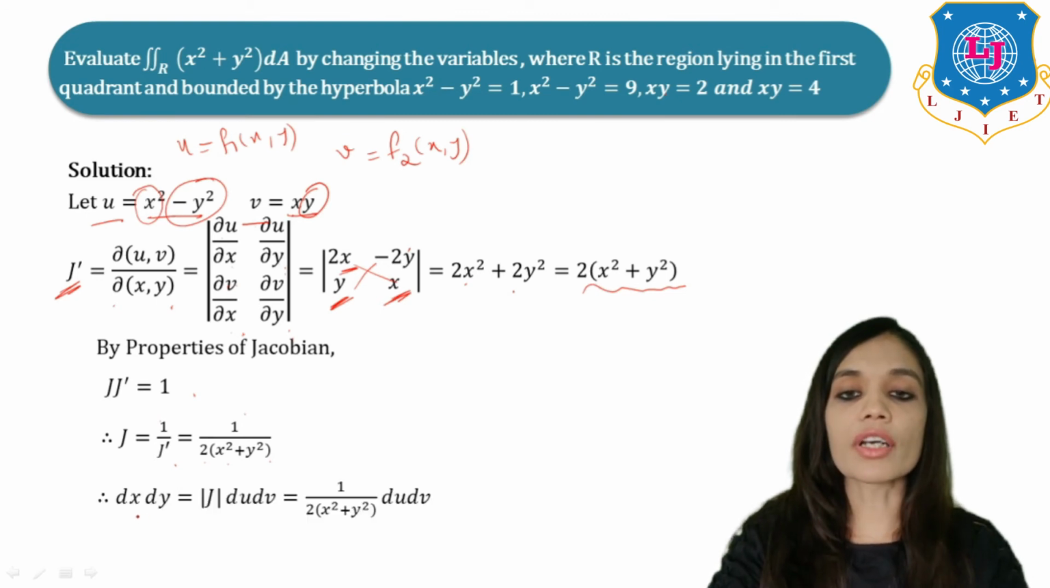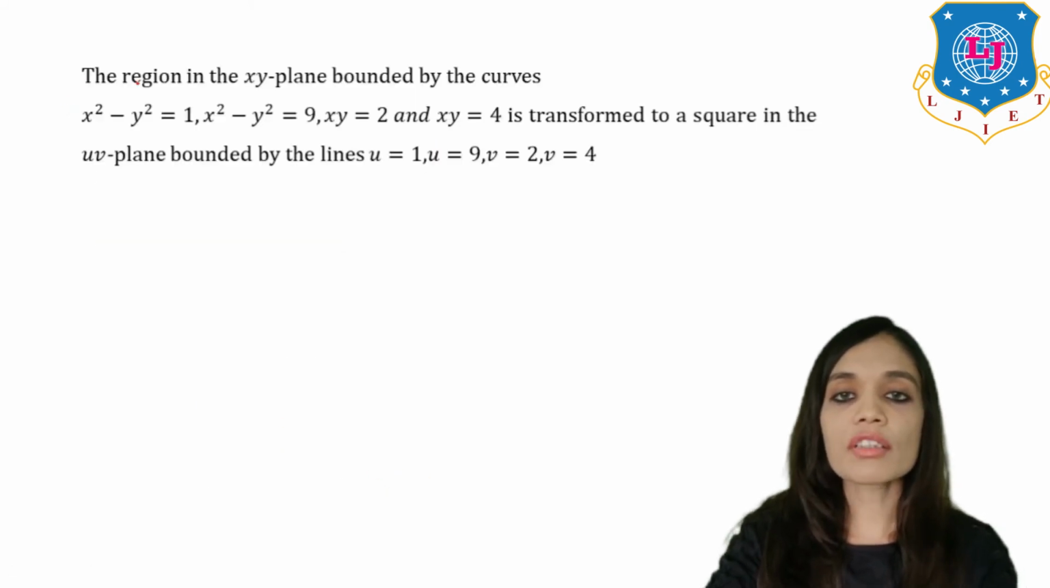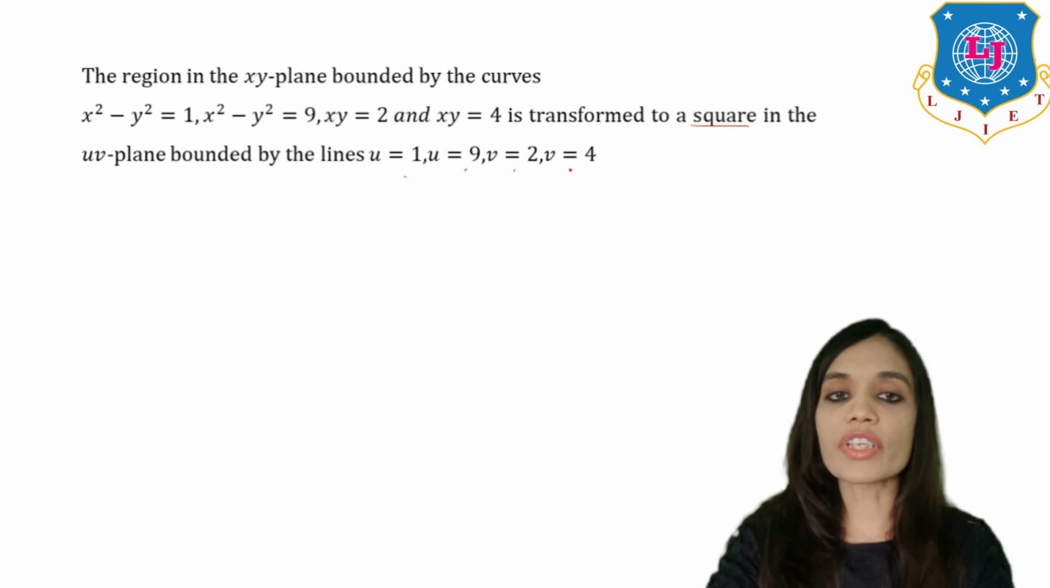Okay. So finally our dx dy will be equal to mod J du dv. Just put the value of J, that is 1 upon 2(x square plus y square) du dv. Okay. So now the region in the xy plane bounded by the curves x square minus y square is equal to 1, x square minus y square is equal to 9, xy equals 2 and xy is equal to 4 will be transformed into a square in the uv plane, which will be bounded by the lines u is equal to 1, u is equal to 9, v equals 2, v is equal to 4.